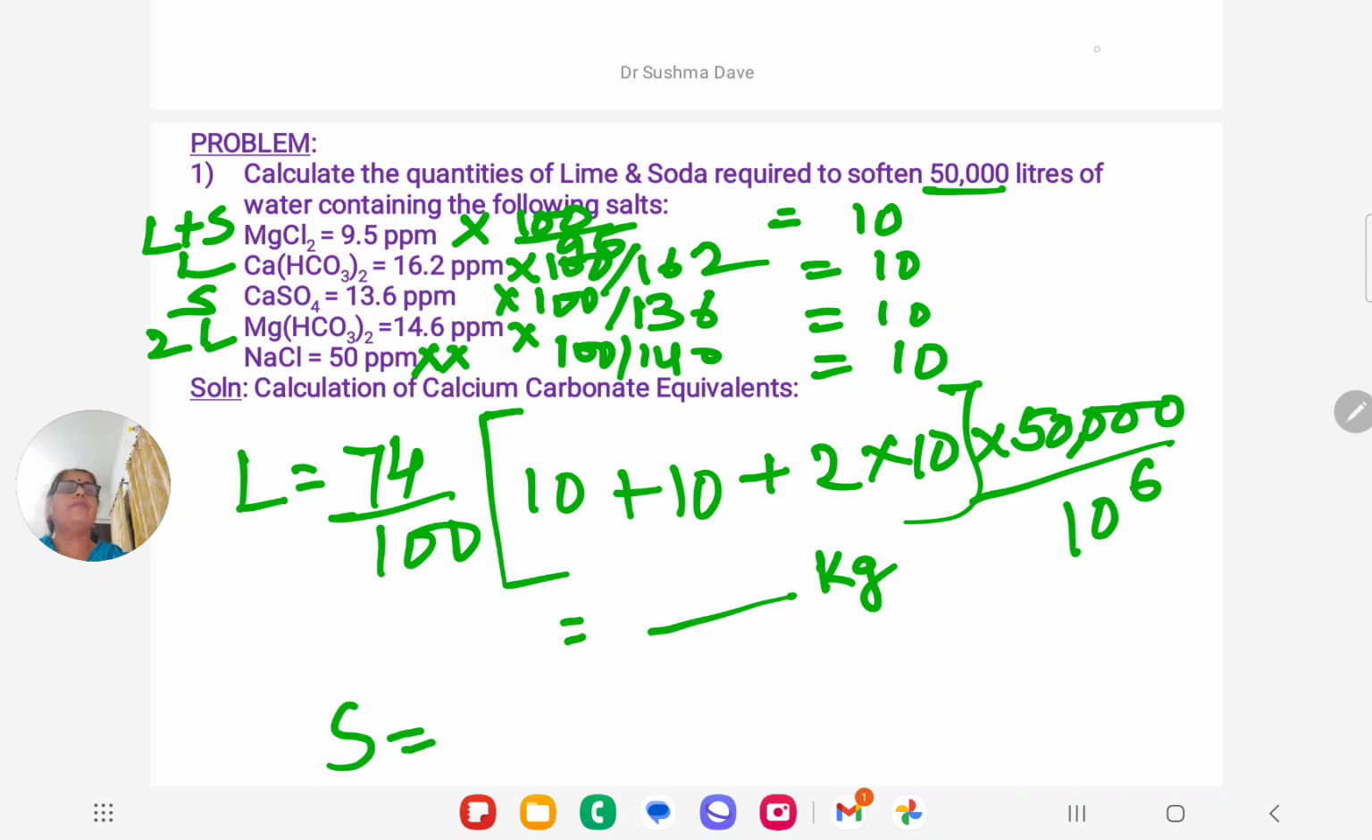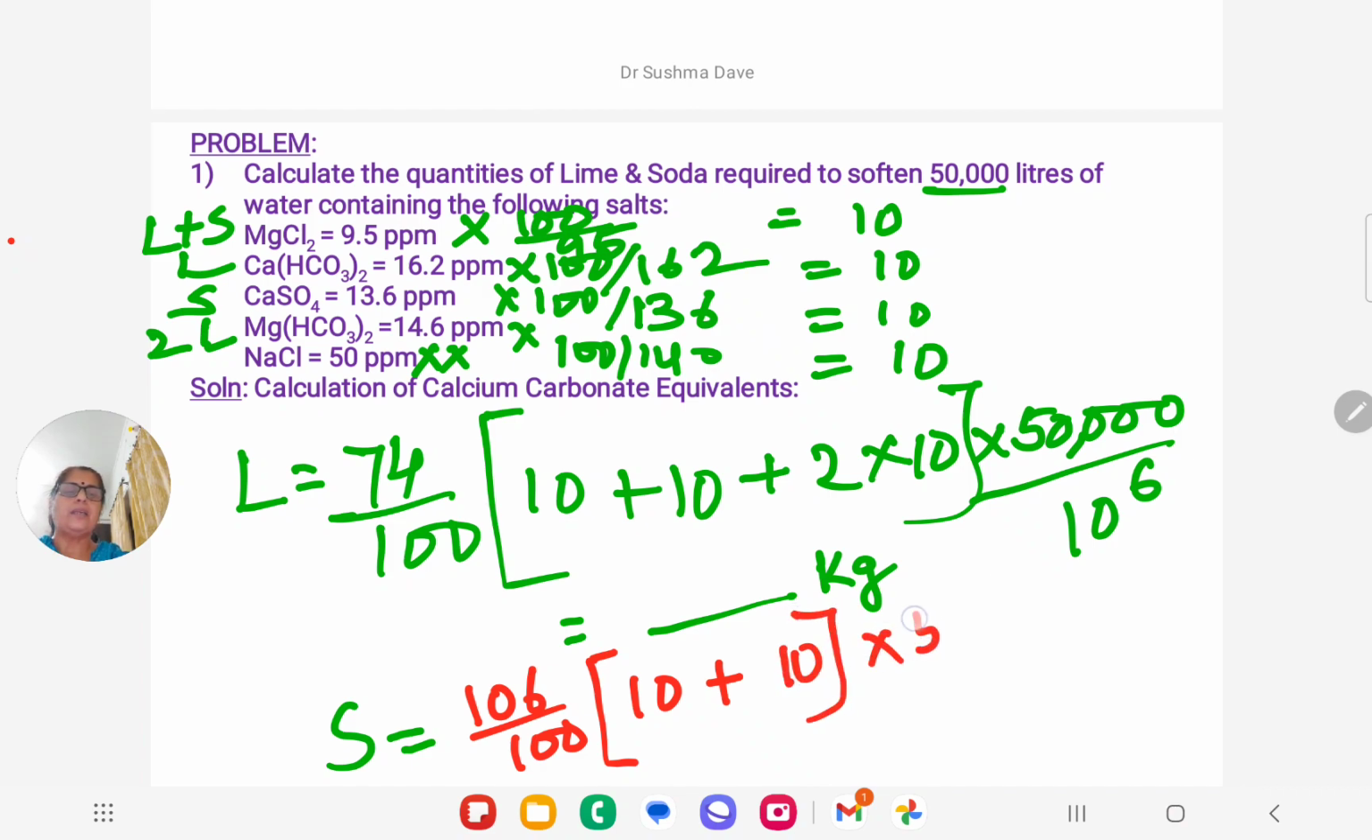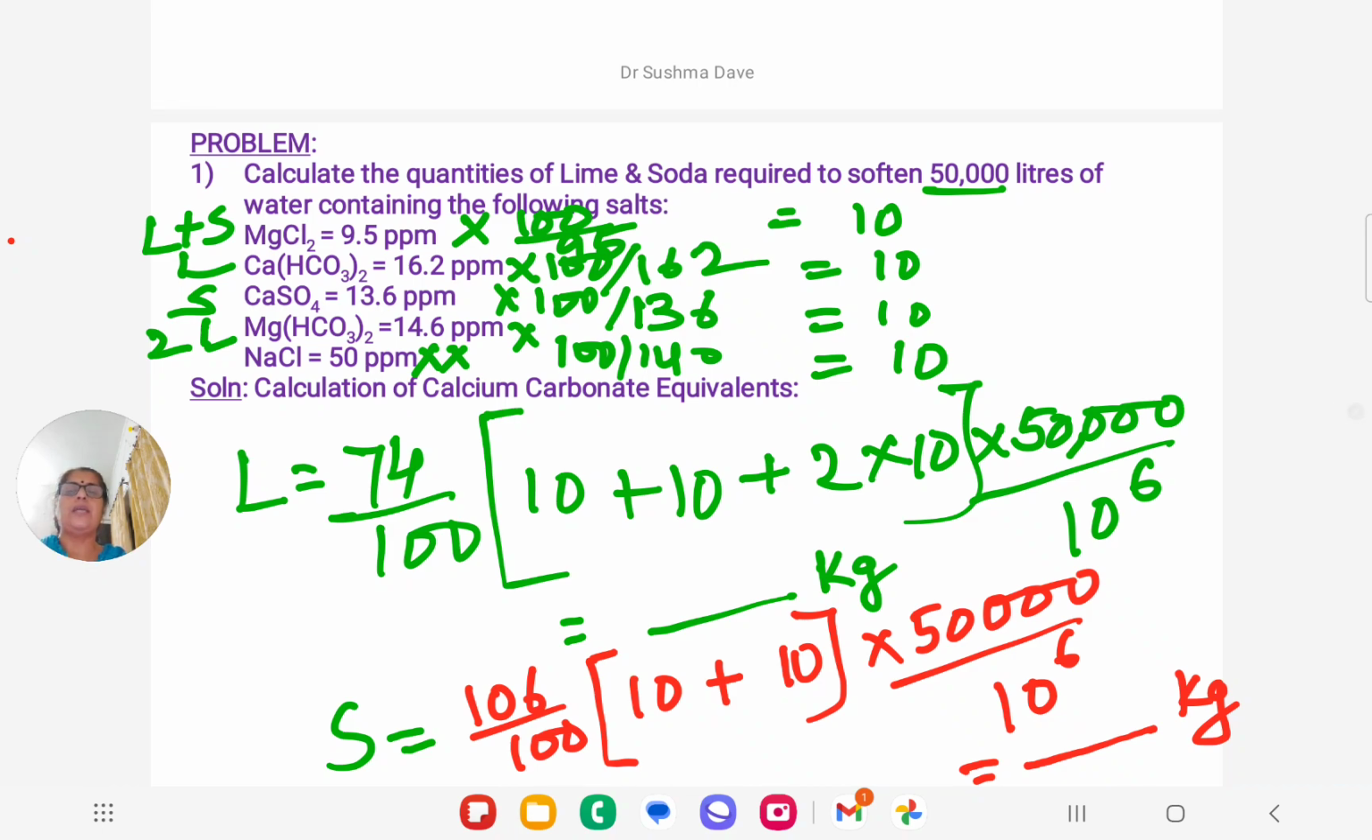How to calculate soda? Soda is 106 by 100. Soda is needed with MgCl2, so 10, plus calcium sulfate, another 10, that is 20, multiplied by 50,000, the volume of water, divided by 10 raised to power 6 to convert it into kg. Whatever answer is received is the quantity of soda required. In this way we can solve lime soda numericals very easily.